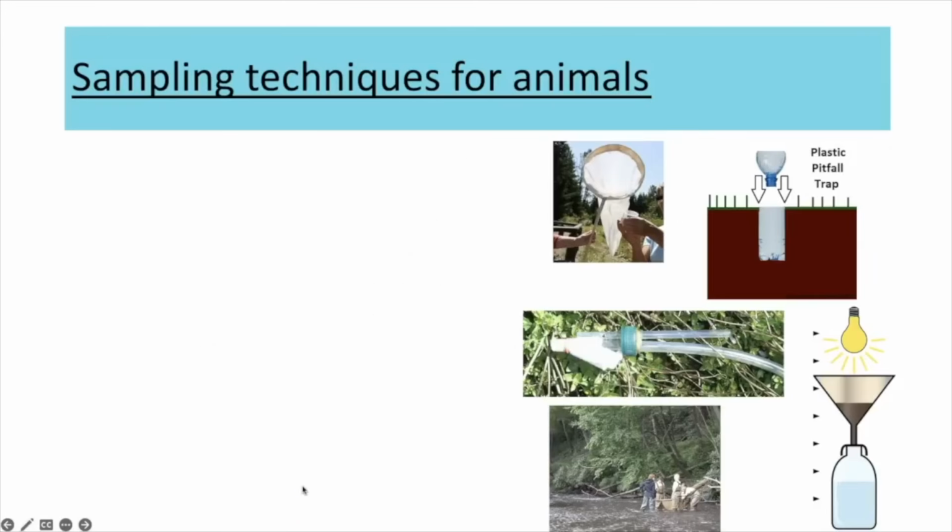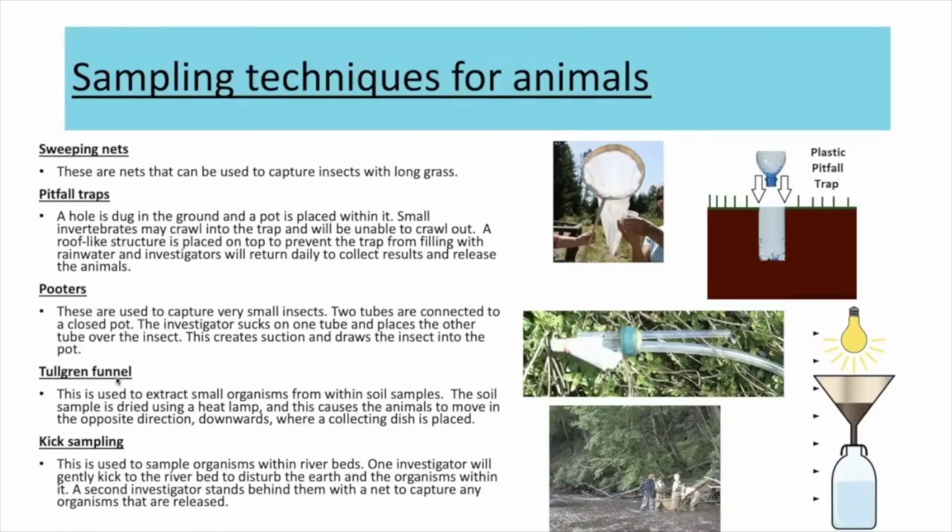Now, with animals that are faster moving, we wouldn't use a quadrat because they can move out of it. So there are a range of different techniques that you could use, which I'll put all up here. Sweeping nets, which we can see, so you might sweep it through the air or through long grass. Pitfall traps, where you put a trap to have insects fall into it. Pooters is where you create almost like a vacuum because you suck on one end of the straw and the other end you put over the insect and it sucks it into the examination tube.